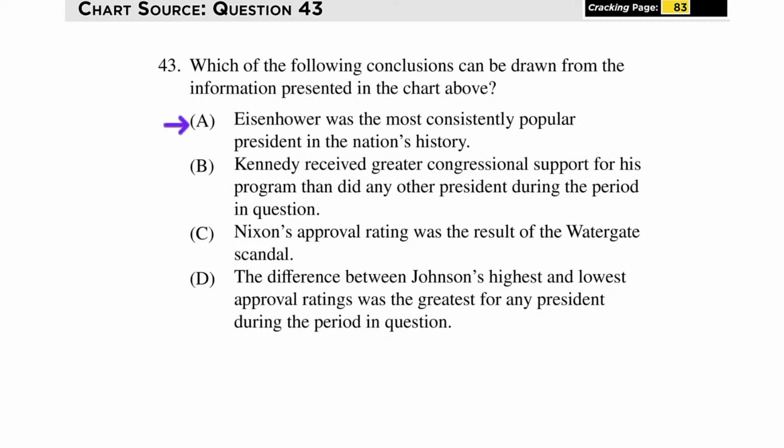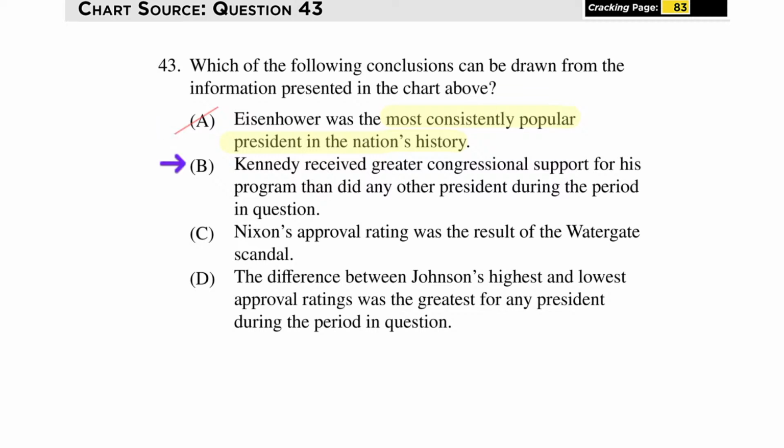So how about this one? Eisenhower was the most consistently popular president in the nation's history. Well, the reason I can eliminate that right away is because the chart isn't mentioning all of the nation's history. The chart is only looking at the presidents who were president from like the 50s to the 70s. So this can't possibly be right. It's way too extreme. Always be suspicious of answers that sound extreme in their wording.